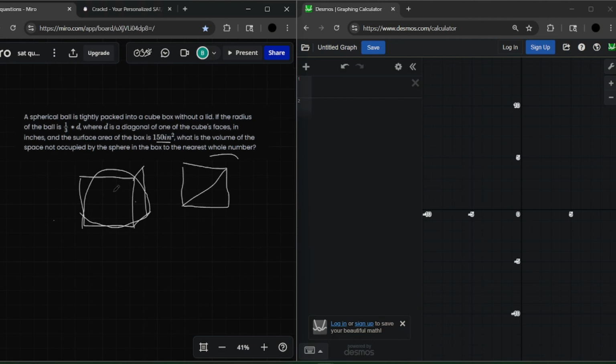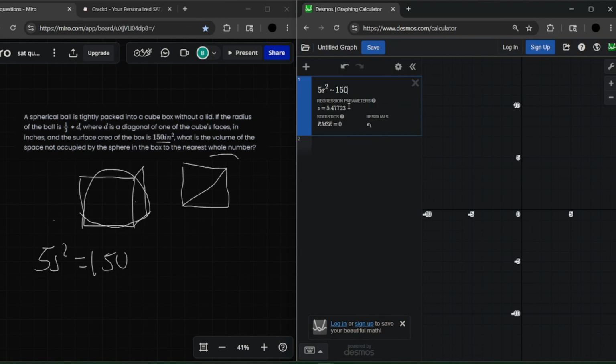If we have no lid, that means we only have 5 sides. So we're going to do 5s squared is equal to 150. You get s is equal to this, right? So now if we know that s is this, we can do a 45, 45, 90 here with trig identities. So it's s squared plus s squared, and we get the square root of 60. So that is your diagonal, right?